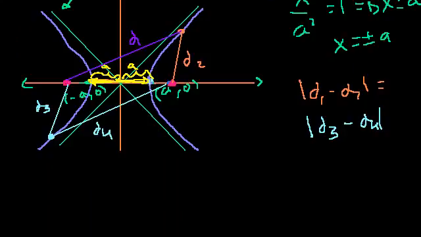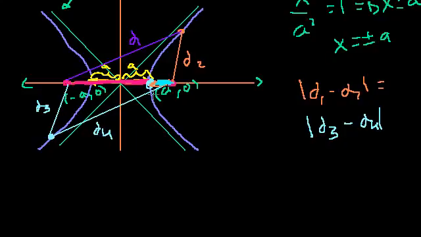So let's take this point right here on the hyperbola. And let me do a good color. What is the magenta distance? That's the distance to that focus, minus this, or let me pick another color, minus this light blue distance. This magenta distance minus this light blue distance.